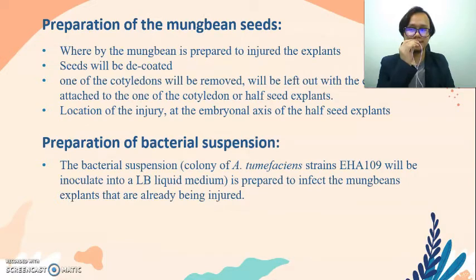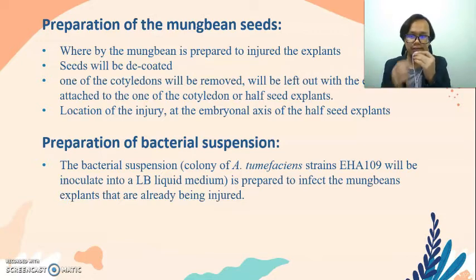Preparation of the mungbean seeds, whereby the mungbean is sterilized and washed before injury. Before that, the seed will be decoated. After that, one of the cotyledons will be removed. Therefore, it will be left with the embryo still attached to one of the cotyledons, which is called a half seed explant. The location of the injuries of the half seed explant is at the embryonal axis of the half seed explant.